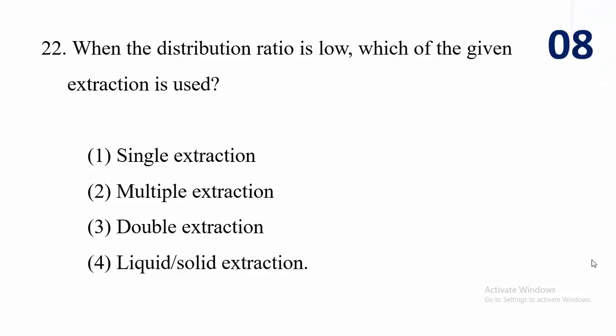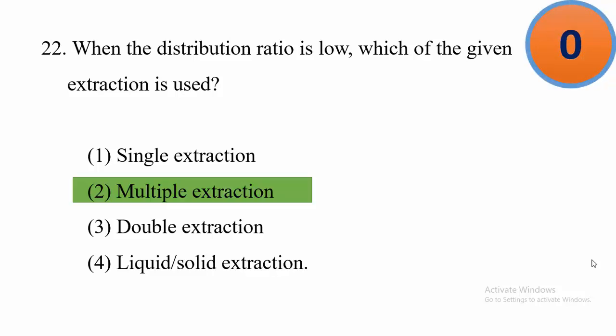When the distribution ratio is low, which of the given extractions is used? There are 4 types of extraction: single extraction, multiple extraction, double extraction, and liquid solid extraction, which is called solid phase extraction. And the correct option is multiple extraction.